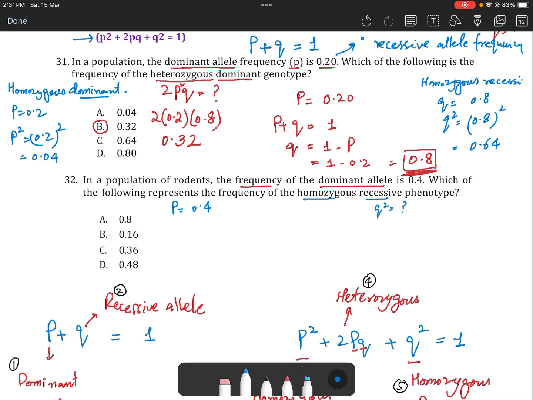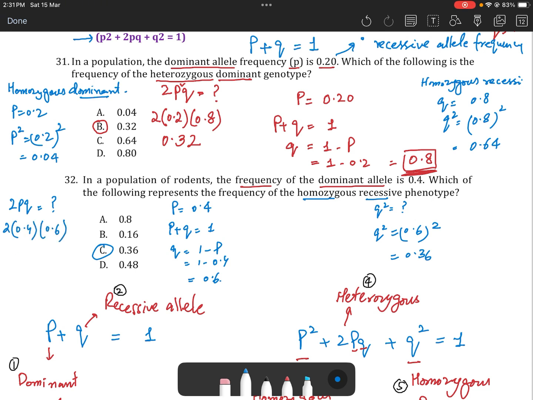To find q square, the first thing you need to find is q. So p plus q is equal to 1, q is equal to 1 minus p, that is 1 minus 0.4, so it is 0.6. And q square is 0.6 square, 0.36, that's the answer. You can also find heterozygous in this question: 2 into p, which is 0.4, into q, which is 0.6, so 0.48 is the answer. If you want to find p square, that's so easy, 0.4 square, and that will be 0.16. So this is how everything works over here.